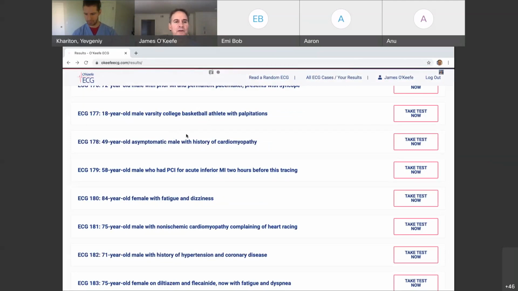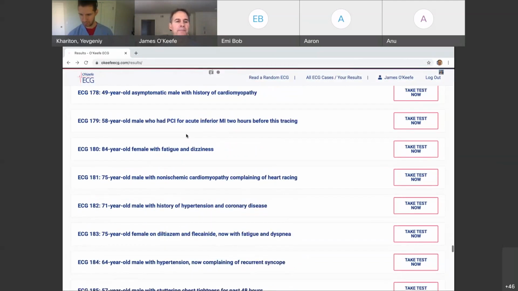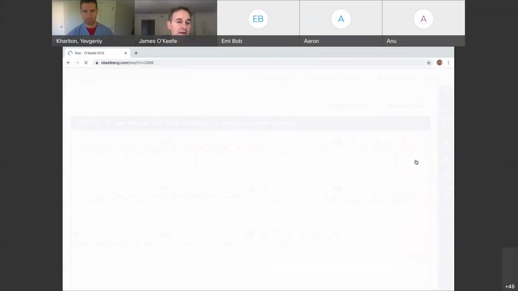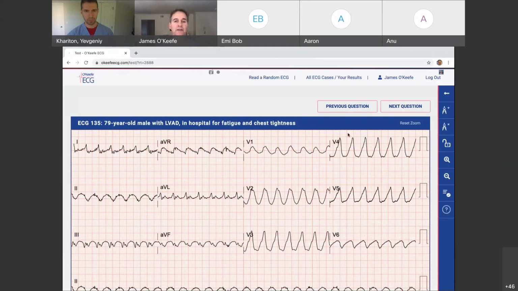Show you here another VT. And again, usually it'll be like this, where you have a 79-year-old man with an LVAD in the hospital with fatigue and chest tightness.